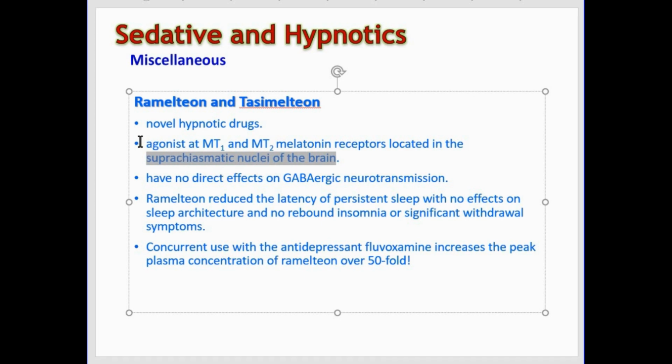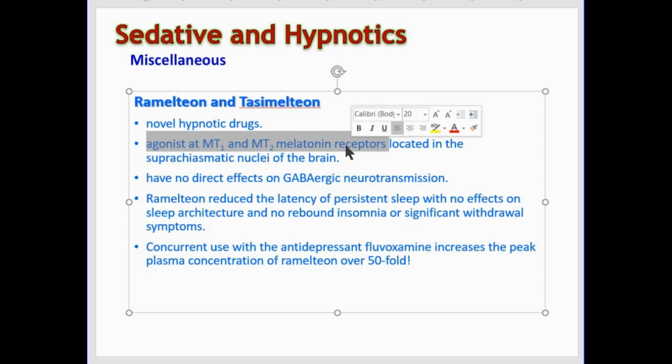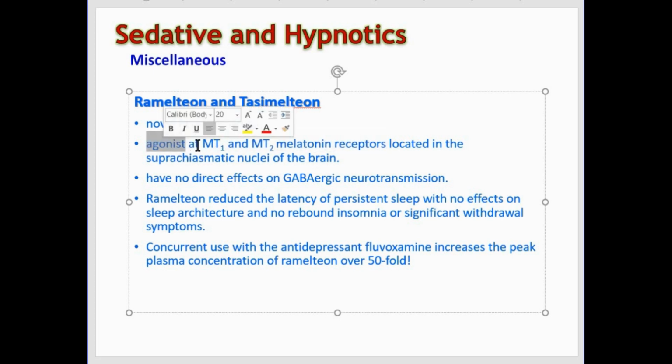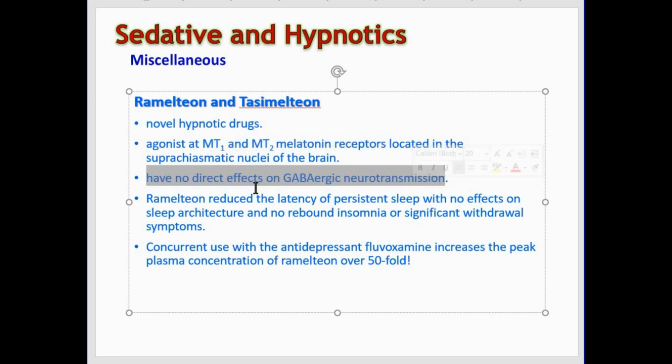And how it works is that in the night there is heightened activity of the melatonin receptor, and then in the day it goes down. This increased activity of these receptors produces sleep, so how about using an agonist on this receptor? These drugs are agonists on these receptors, and thereby they produce sleep. They don't have a direct effect on GABA transmission. Look at that, this is beautiful.